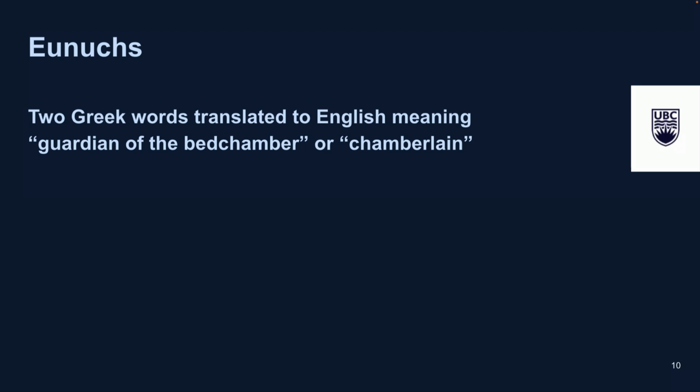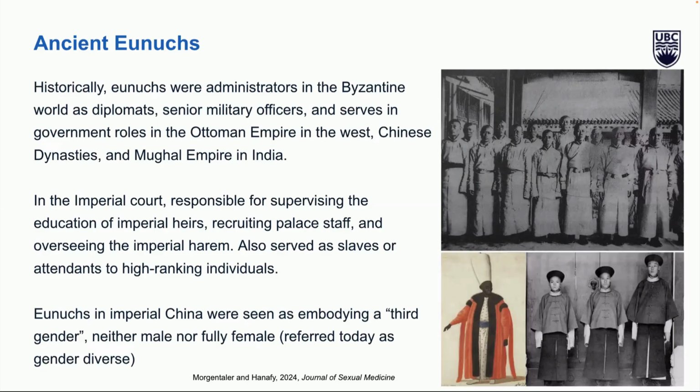So the term eunuch is actually an English translation of 2 Greek words that mean the guardian of the bedchamber or a chamberlain. This is because historically, eunuchs served trusted roles as diplomats, as senior military officers, and within governmental roles in various empires, including the Ottoman, the Chinese dynasties, and the Mughal Empire in India. And these eunuchs were often tasked with overseeing the imperial harem as the chamberlain without fear for deviance, as well as supervising the education of the imperial heirs, overseeing palace staff, and attendance to higher ranking individuals.